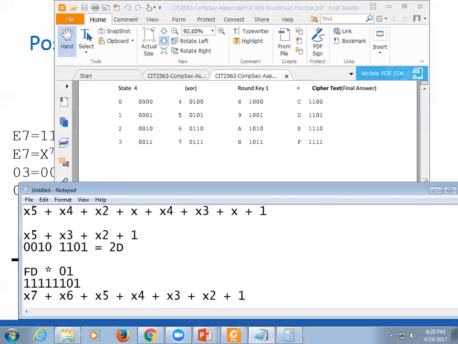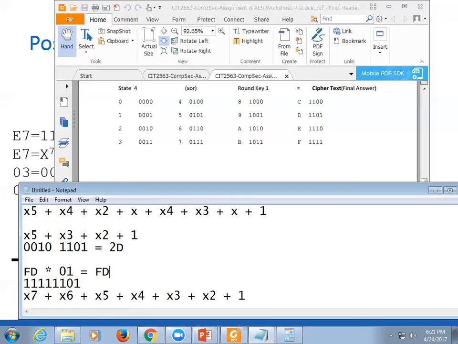01. Any number times 1 is what? 1. So the answer of FD times 01 is FD. We don't have to do it. It's itself. FD times 01, I don't care if it's hex, decimal, binary, it's still FD. I didn't need to convert it at all. So now we have 3 of the numbers we need.